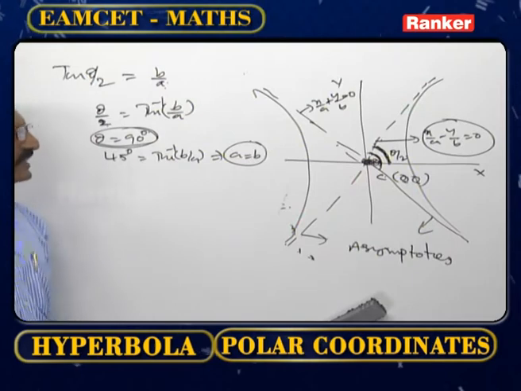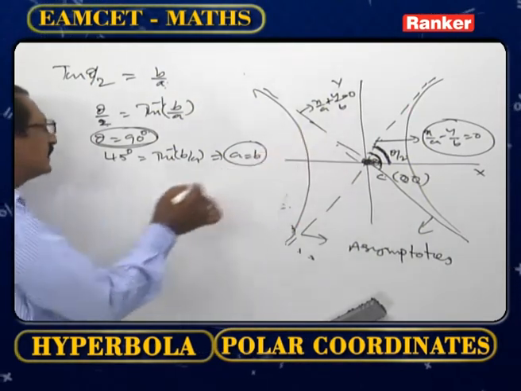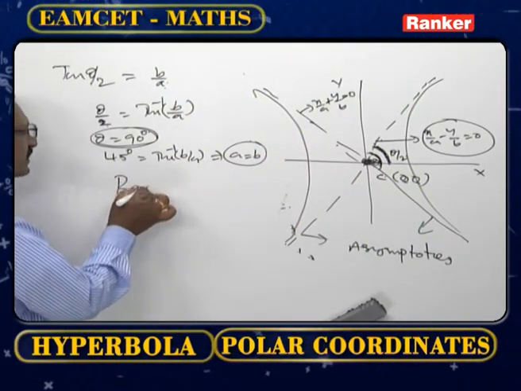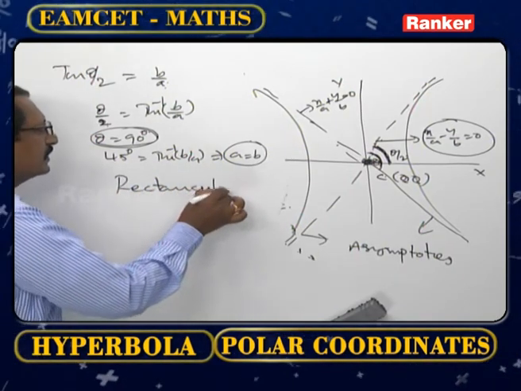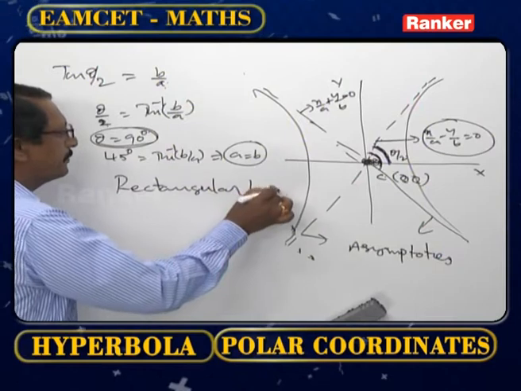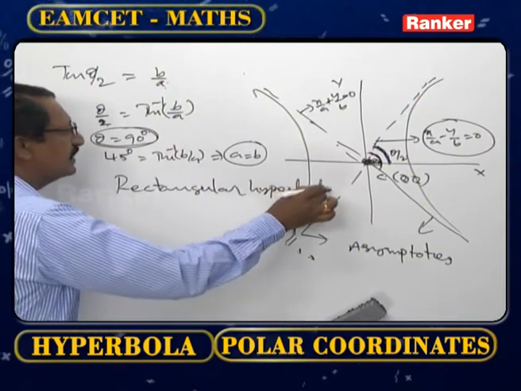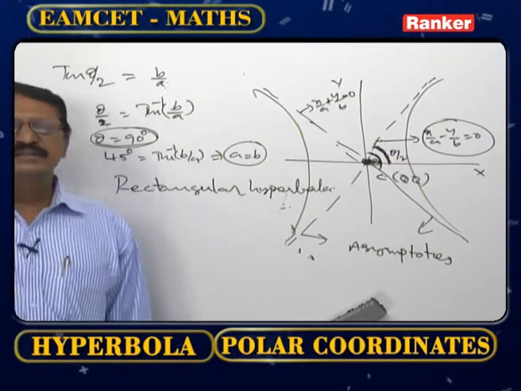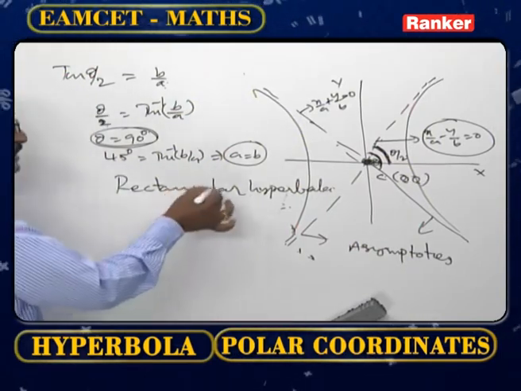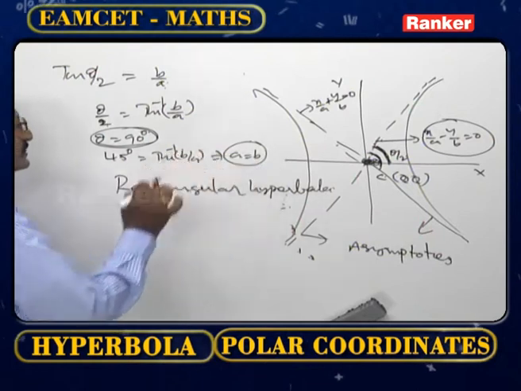If the angle between the asymptotes of a hyperbola is 90 degrees, then the hyperbola is called a rectangular hyperbola. In that case, a equals b.